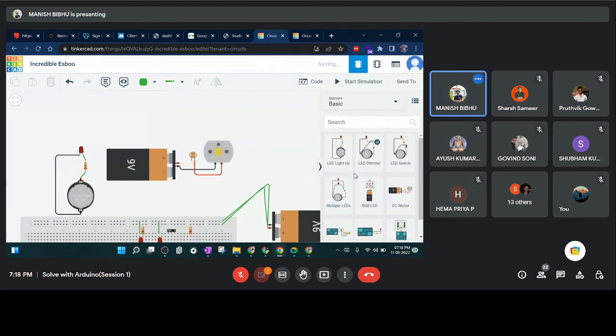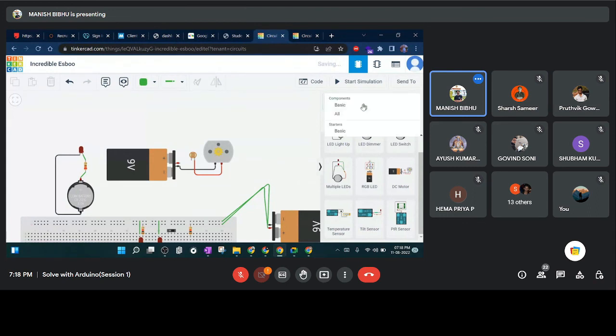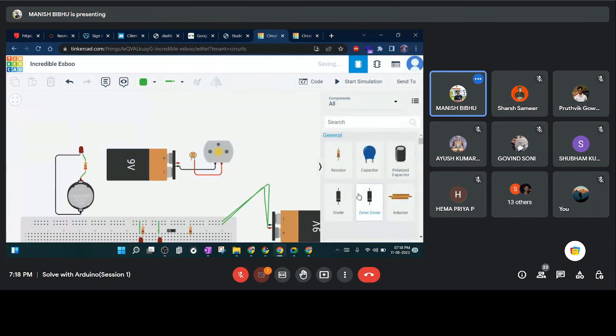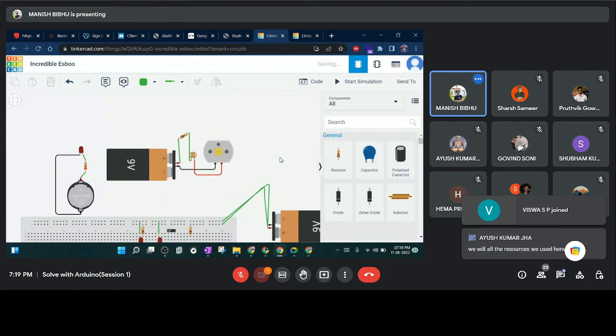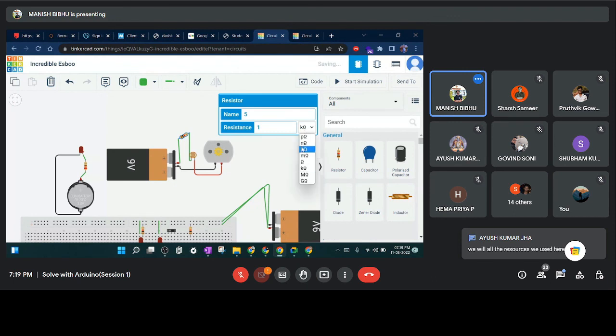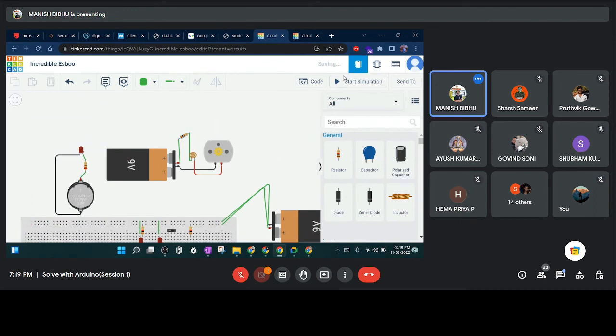If we need to turn off the motor completely using this resistor, we can add a resistor here, because the resistance of the LDR is not sufficient to turn off the motor. So we have increased the value of resistance. It is greater. Now start simulating. It will also work.